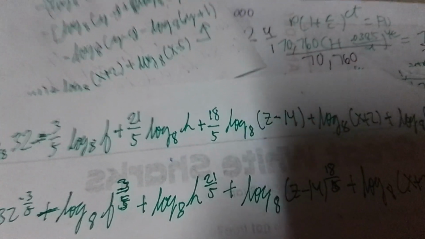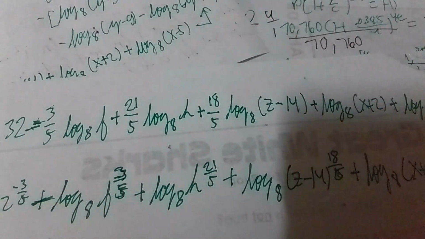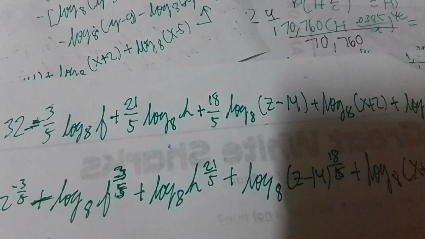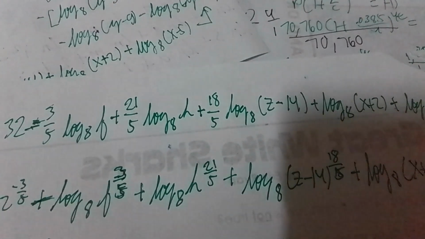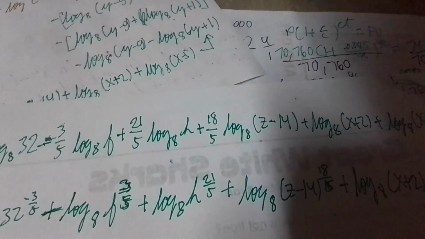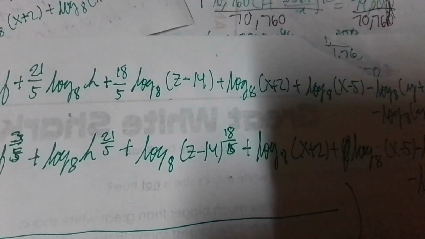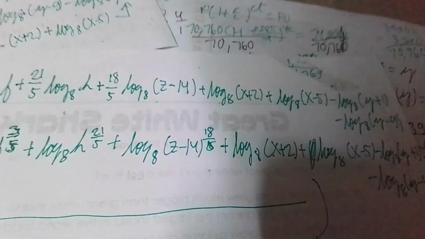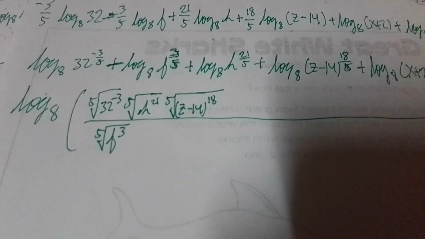This one. Okay? And then we have log base 8 of h. Remember that's positive, so kung naka-positive yan, that's supposed to be nasa taas. H raised to the 21st power. And then log base 8 of z minus 14 raised to the 18 over 5 power. Nasa taas. Z minus 14 raised to the 18. Nasa taas.